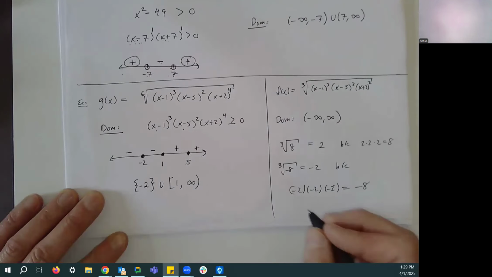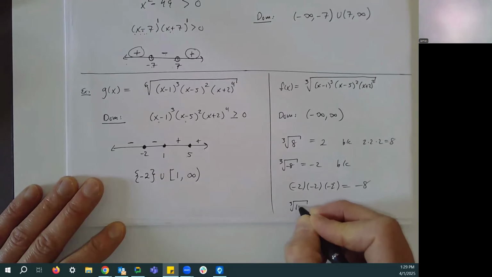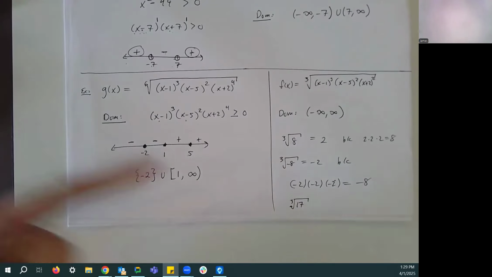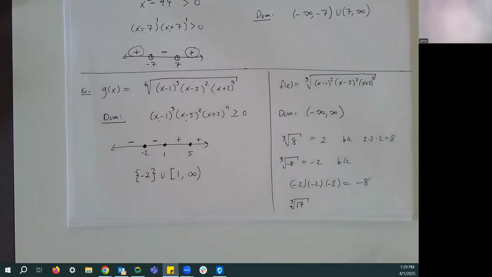You can take the cube root of 17. I don't know what it is. It's something between 2 and 3. It's not nice. It's irrational, but it certainly is real. There is an actual number. If you multiplied it by itself 3 times, you would get 17. What is it? It's the cube root of 17. There's no better way to say what it is. If you plug it into a calculator, you'll get a decimal approximation, but that's the exact number.